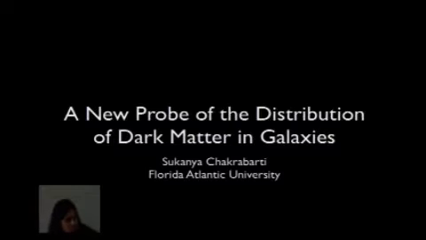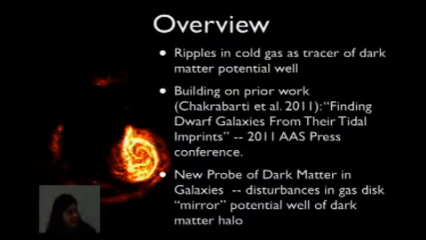This is about a new probe of the distribution of dark matter on galactic scales. The basic idea is that the ripples or disturbances in the cold gas on the outskirts of galaxies can be used to trace the depth of the potential well of the dark matter halo. In this work, I'm building on last year's paper that we presented at the press conference, where we found that we could characterize dark matter-dominated dwarf galaxies.